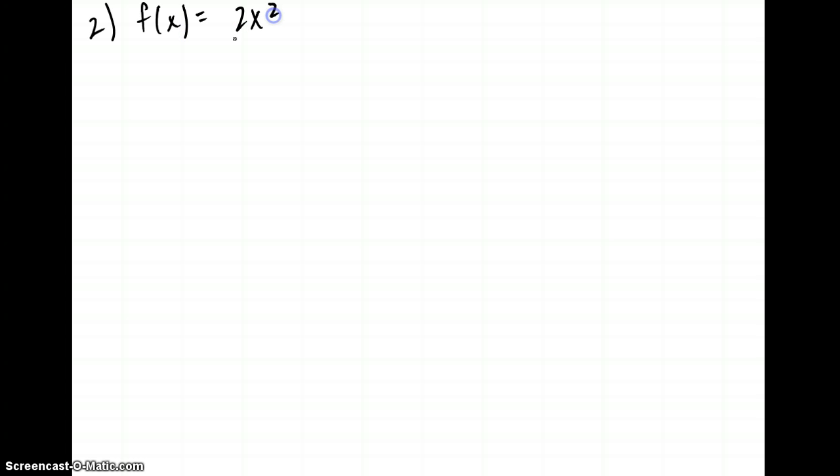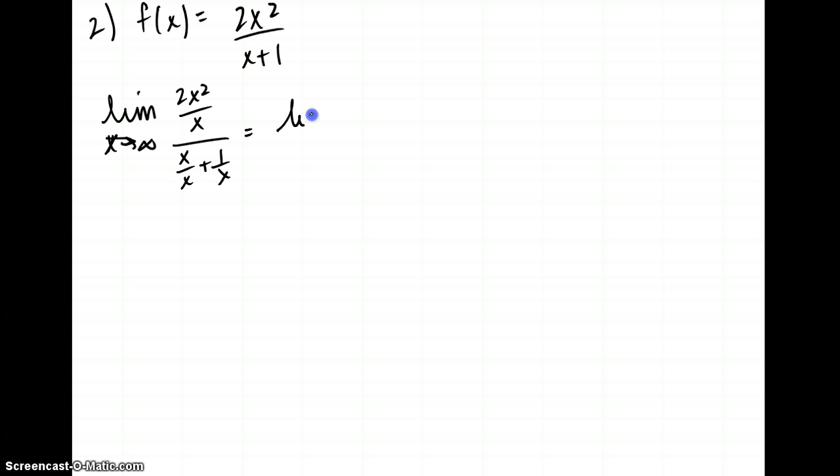X equals 2x squared all over x plus 2. So end behavior is always two limit statements. Limit as x approaches positive infinity. I'm going to divide each term by x. So I get limit as x approaches infinity, I have 2x on the top.